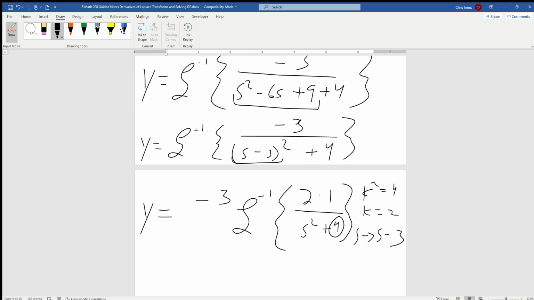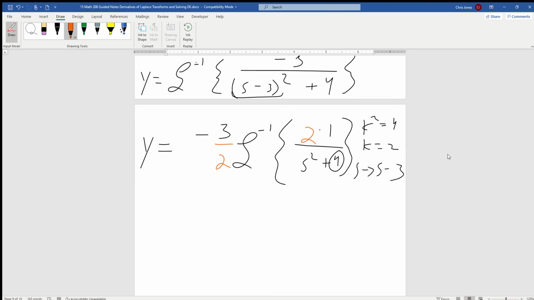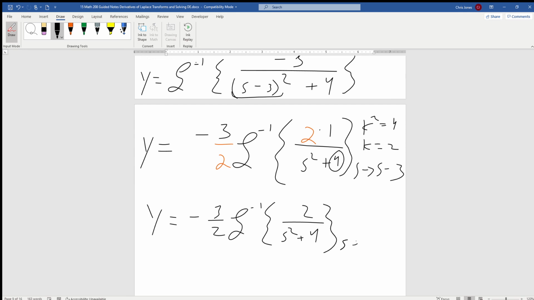So what we're going to do is we're going to multiply the top by 2, and then we're also going to divide by 2 to make that equitable. So we're going to multiply by 2, and we're going to divide by 2. All right, and so this is now going to become y is equal to -3/2 inverse Laplace of 2 over s squared plus 4 as s approaches s minus 3.